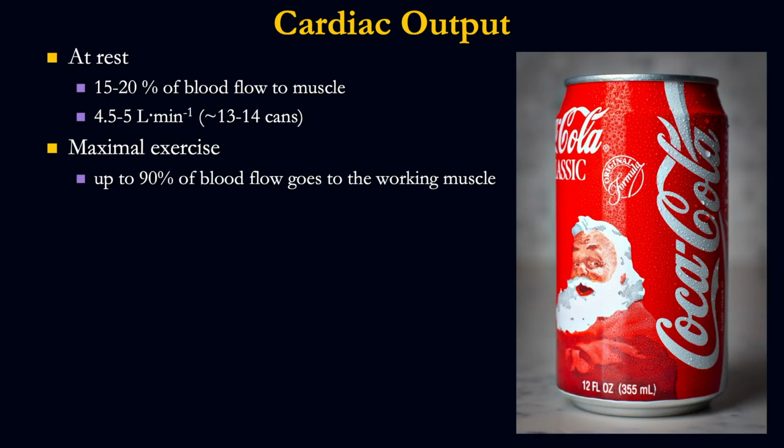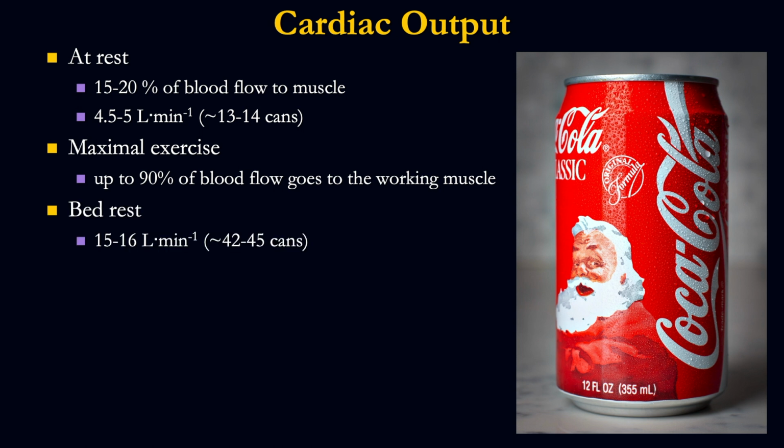So let's look at cardiac output another way. At rest, as I mentioned, about 20% of blood flow goes to the resting muscle. Cardiac output in general is about 4.5 to 5 liters per minute. If we use a can of soda as our reference point, so this is a 12-ounce soda, that represents about 13 to 14 cans a minute. So even at rest, we've got a serious amount of blood flow going through circulation. Remember, at maximal exercise, up to 90% of blood flow is going to working muscle in an athlete.